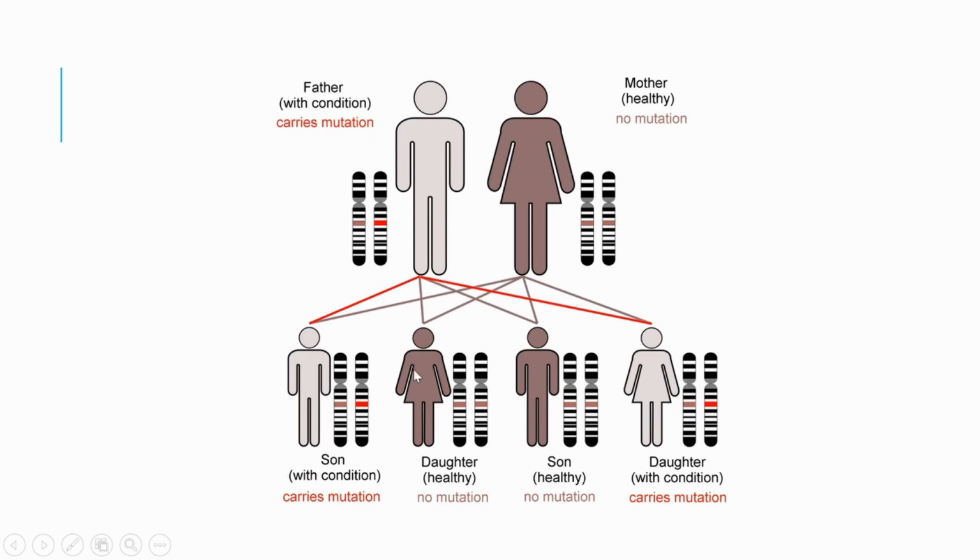So every single child will get one healthy allele from their mother. But when it comes to dad here, there's a 50-50 shot that a child will get the healthy allele and a 50-50 shot that they will get the disease allele. So we see that half of the children then, 1 son, 1 daughter in this case, end up with the condition, and the other 2 are healthy with no mutations.